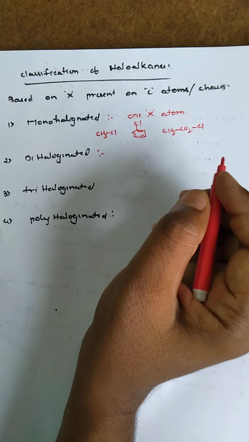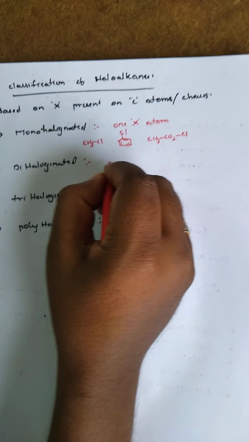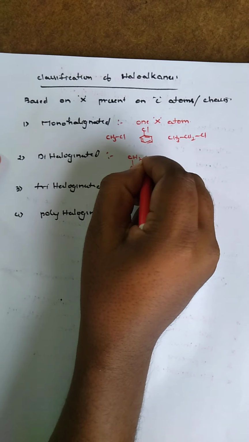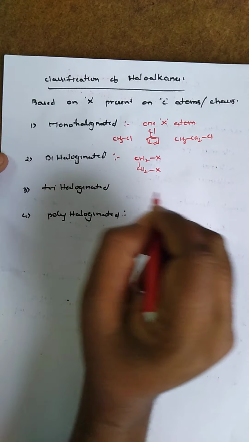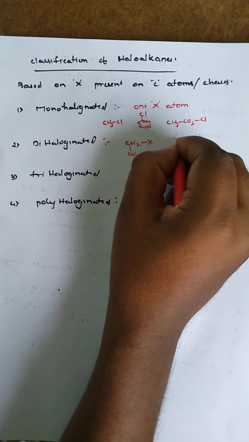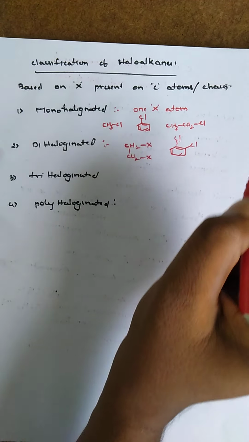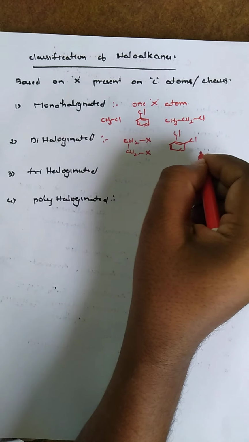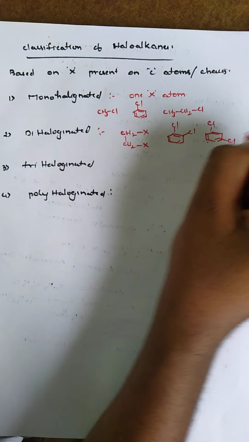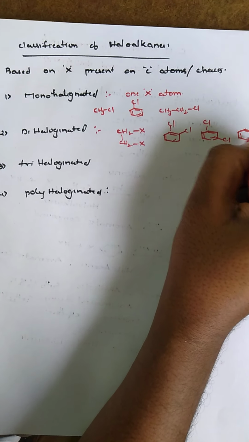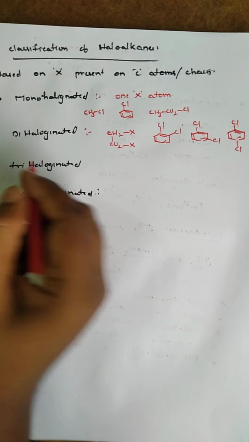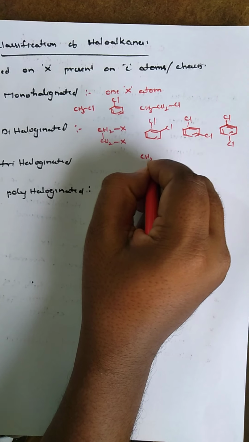Now dihalogenated compound. A dihalogenated compound means the compound has two halogens in a chain. Then we call it a dihalogenated compound. Now in a benzene ring, an aromatic ring, also two chlorines are present. It may be at the 1,2 position, 1,3 position, or 1,4 position. It becomes a dihalo compound. The two halogens may be present on the same carbon also.